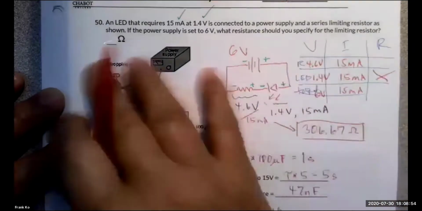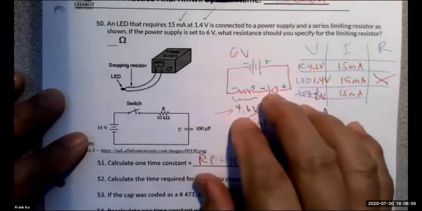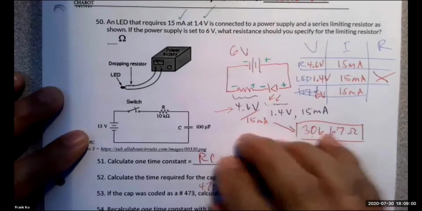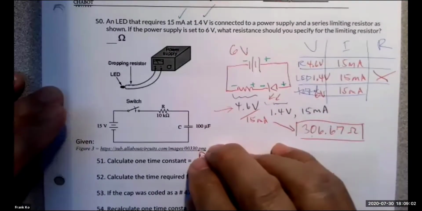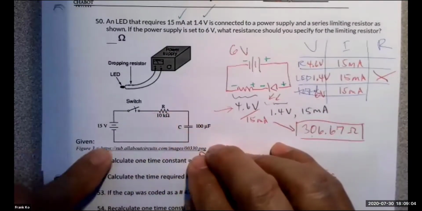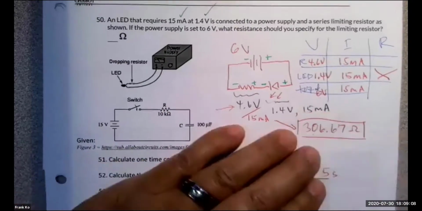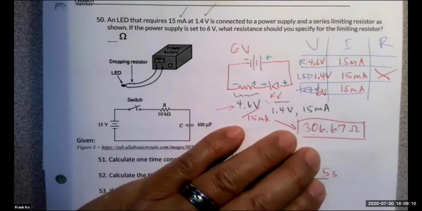And any further questions on number 50? We good with number 50? All right. Let's go into the next one. So the next one, given this schematic that's shown here, calculate one time constant. So we are looking for one time constant.